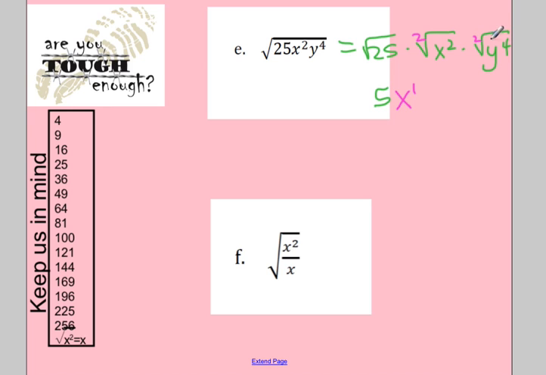Here, once again, it's really a 2. So it's really 4 divided by 2, which gives me y squared. So my answer I would write as 5xy squared.